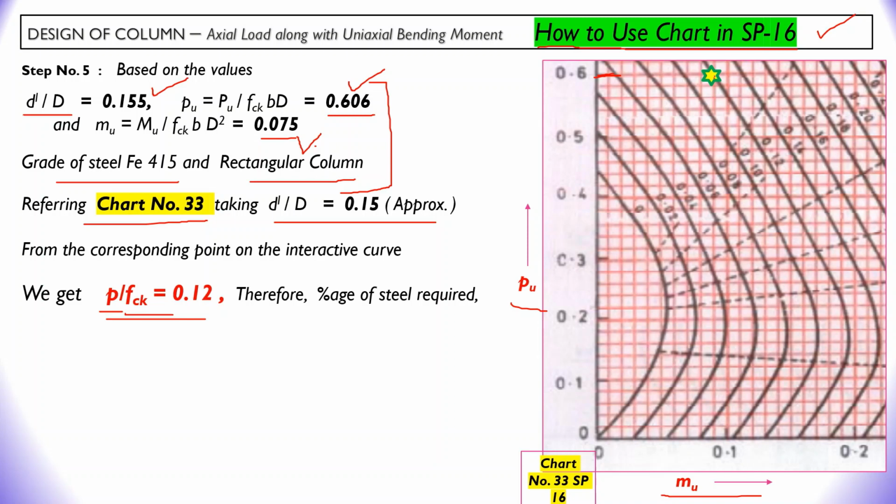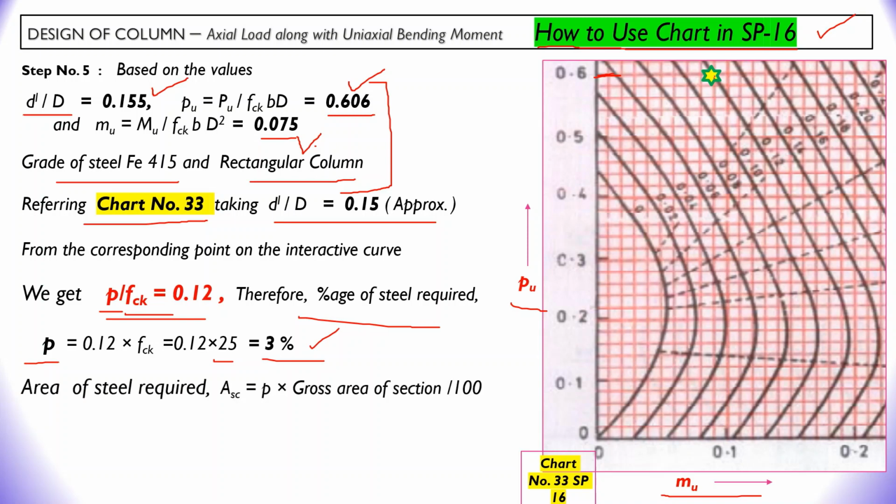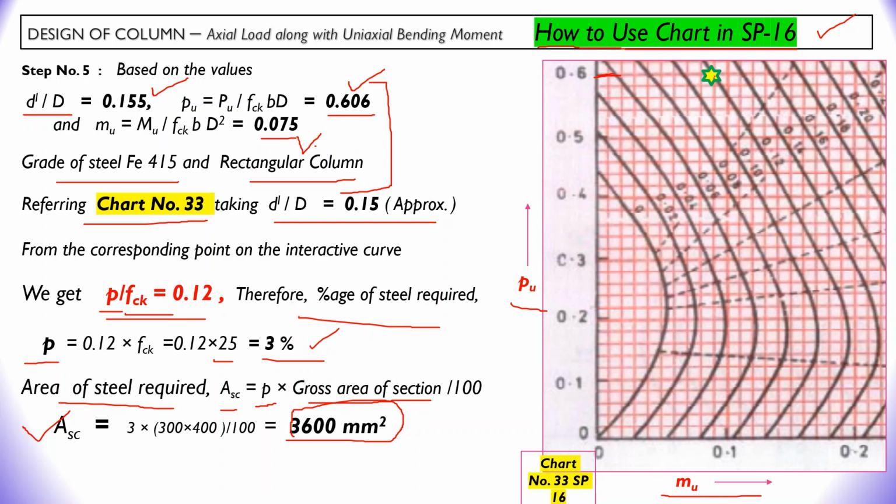Therefore we can easily calculate the percentage of steel required. We get this value small p, that is the percentage of steel, equal to 0.12 into fck. fck was 25. So we are able to get that the required percentage of steel is 3%. Based on that, we can calculate the area of steel required. Area of steel is percentage of steel into gross cross-section area divided by 100. After doing the calculation, we get this figure. That means the area of steel required as longitudinal reinforcement is 3600 millimeter square.